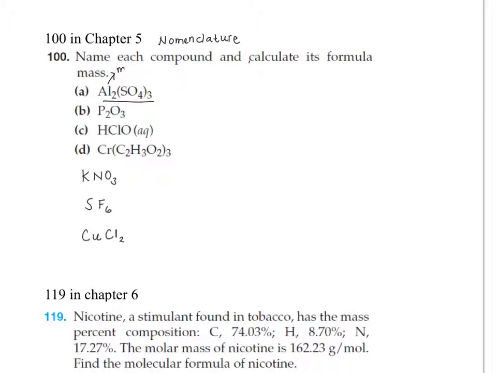Here we have a metal and we have a nonmetal. Okay, when you have a metal and a nonmetal, that is an ionic compound. So check your rules in how to name ionic compounds. You're going to name your metal first, which in this case is aluminum.